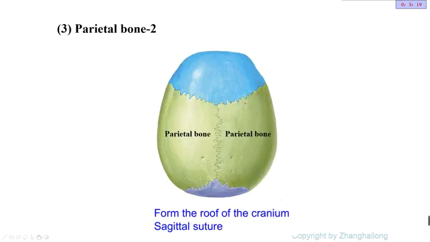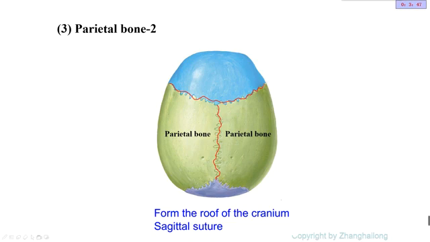Now let's see the parietal bone. The parietal bones are on the two sides and on the top, the left and right parietal bones, and they are connected by a structure called a suture. You see here, here is a suture. A suture is a direct joint between bones. They are connected closely, closely connected to each other. It's very, very hard.